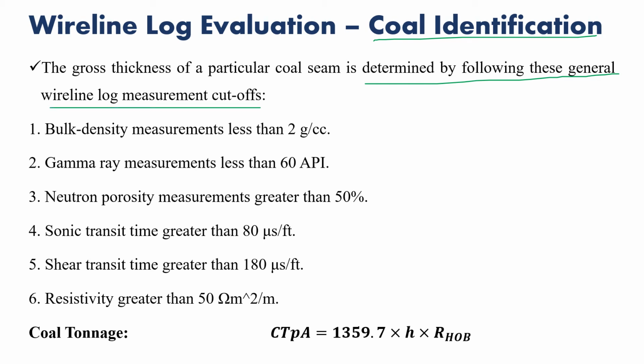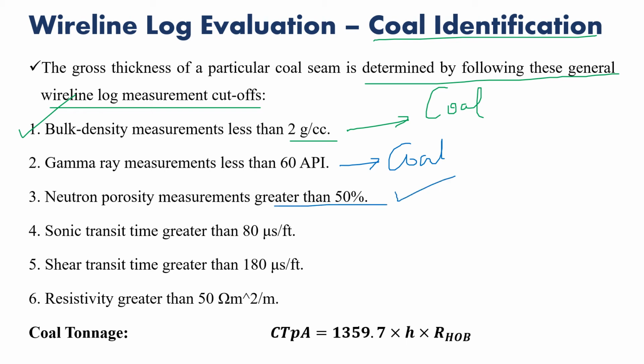So for coal, we should have these cutoffs. Bulk density measurements less than 2 gram per cc. So if the bulk density is less than 2 gram per cc, we can identify this as coal. Next, gamma ray measurements less than 60 degrees API. So more than 60, it is not coal. Neutron porosity measurement must be greater than 50%.